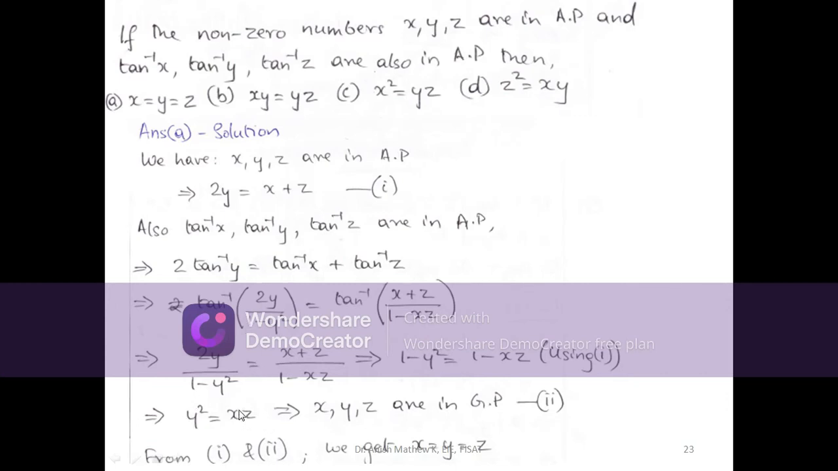So what we inferred from this is that x, y, z are also in geometric progression. So x, y, z are in an arithmetic progression and also in a geometric progression, which means x equal to y equal to z. Then only these two conditions, x, y, z in arithmetic progression as well as geometric progression, are satisfied.